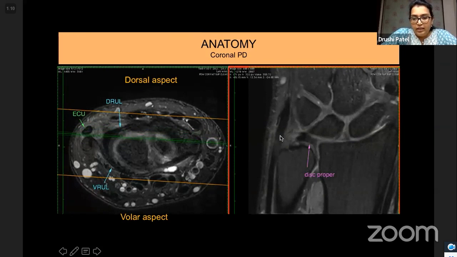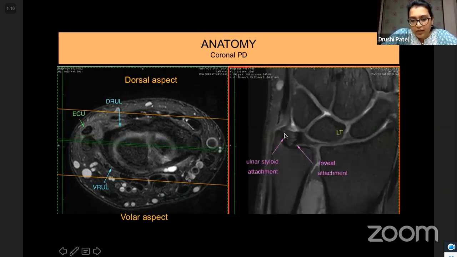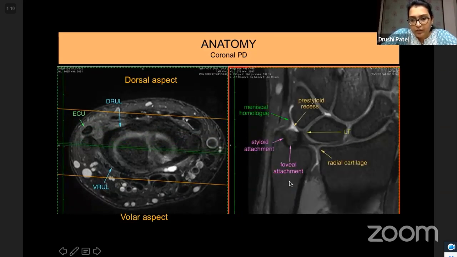Now we start seeing the disc proper as a biconcave structure, having its radial attachment, central portion, and the ulnar portion. You can identify the ulnar foveal attachment and a part of the ulnar styloid attachment. On the next section, you can better identify the foveal and the ulnar styloid attachment. Then we can see the fluid in the pre-styloid recess. That is the ulnar meniscal homologue.